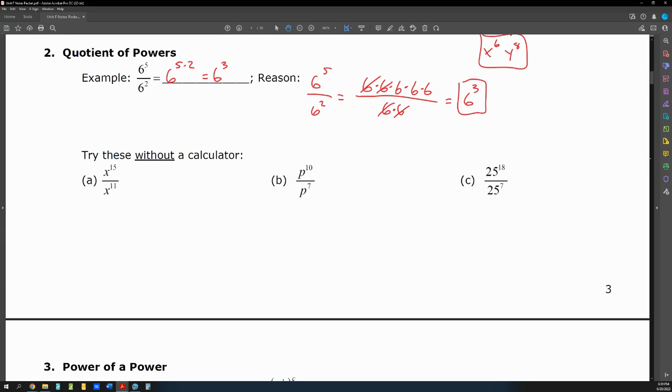So let's try these without a calculator. X to the 15th divided by x to the 11th. We have the same base, so now we can subtract these exponents. X to the 15 minus 11 is x to the 4th.